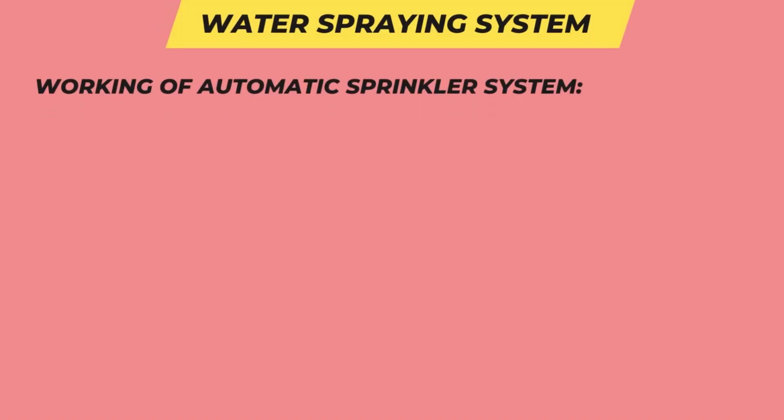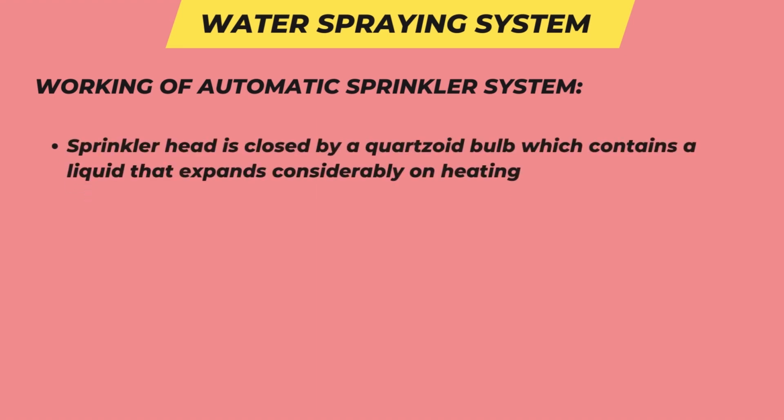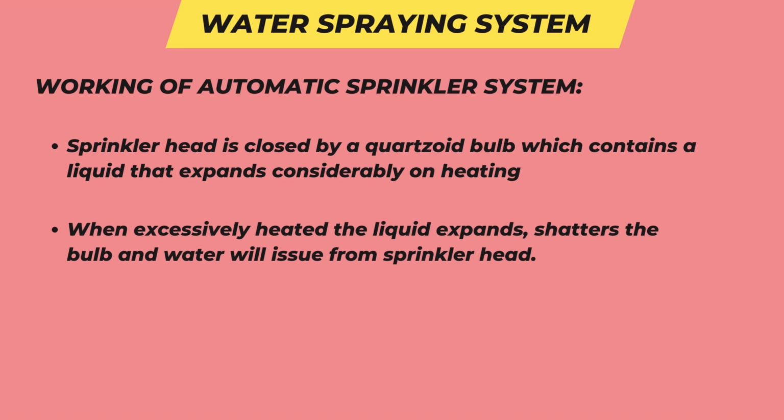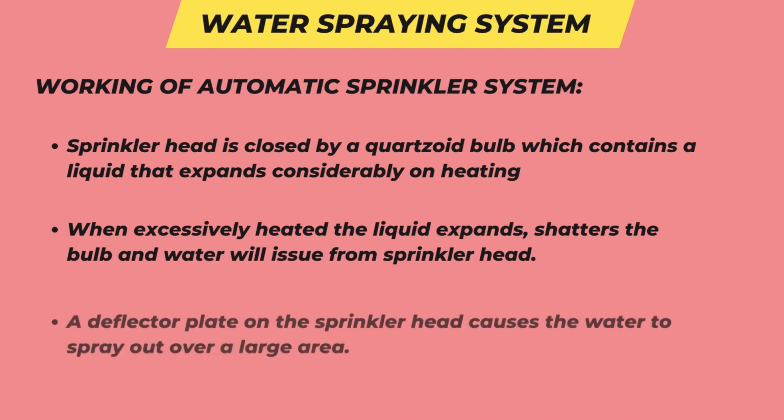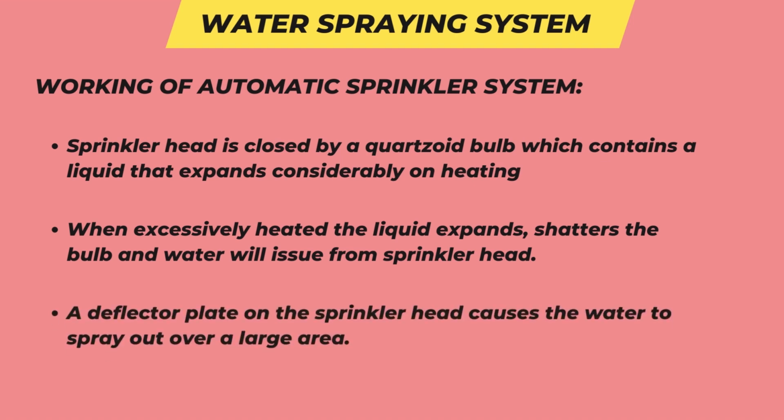Now we will discuss the working of the automatic sprinkler system. The sprinkler head is closed by a quartzoid bulb which contains a liquid that expands considerably on heating. When excessively heated, the liquid expands, shatters the bulb, and water will issue from the sprinkler head. A reflector plate on the sprinkler head causes the water to spray out over a larger area.